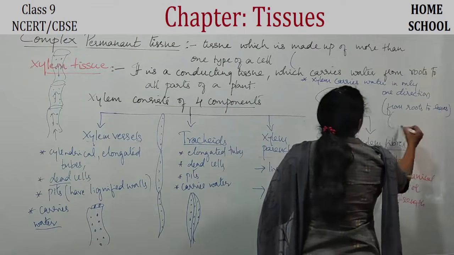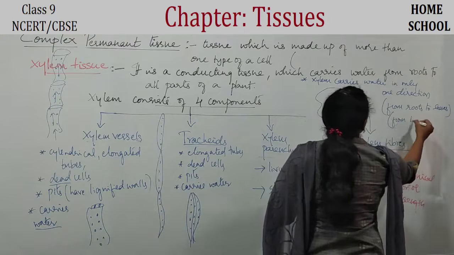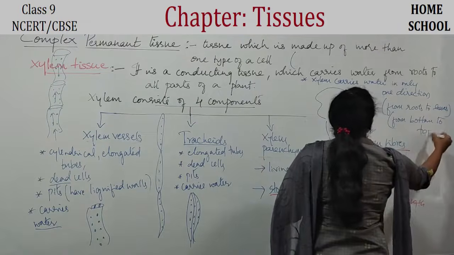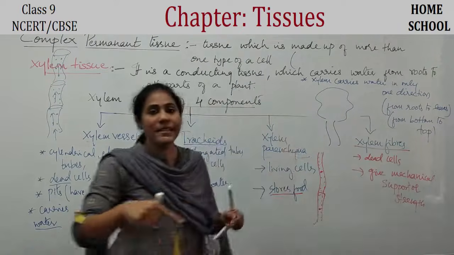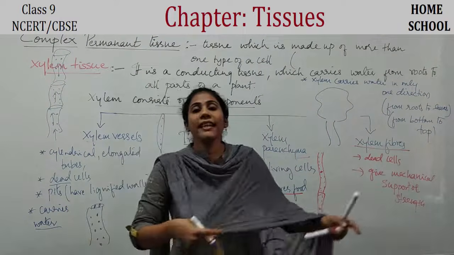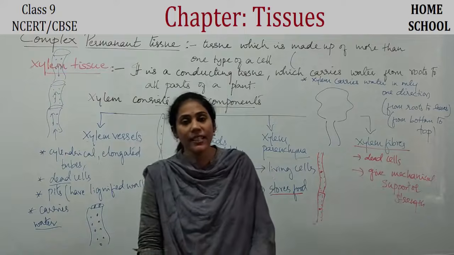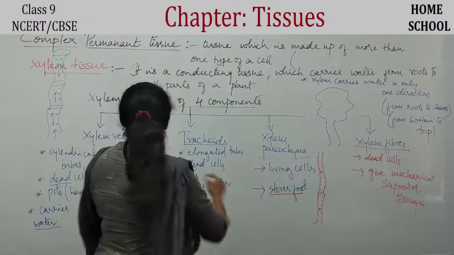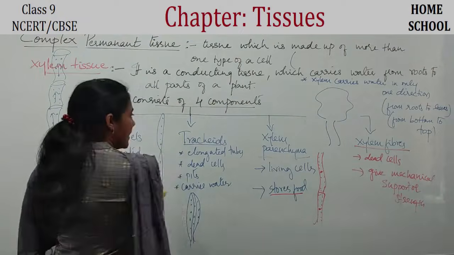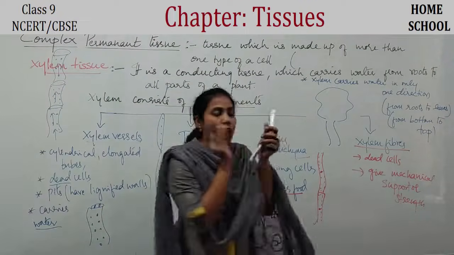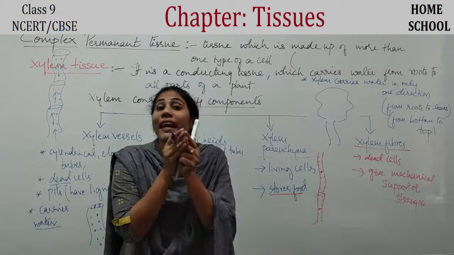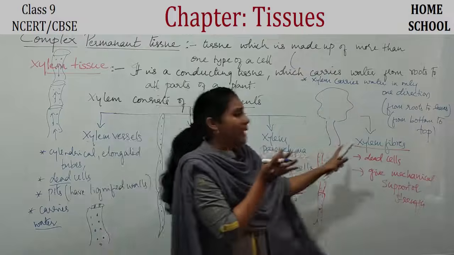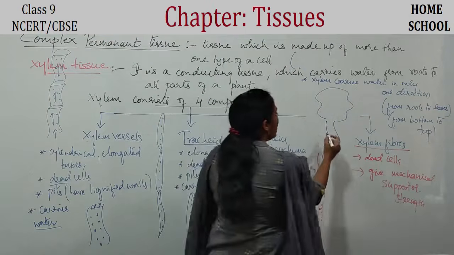That means from bottom to top. Yes or no? Where will the roots be present? Bottom. So water can flow in only one direction, that is from bottom to top. Clear? So tracheids, vessels, parenchyma, fibers, all of them are present together, and that makes a long bundle throughout the plant.